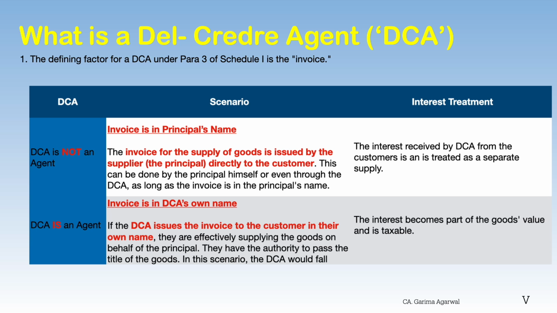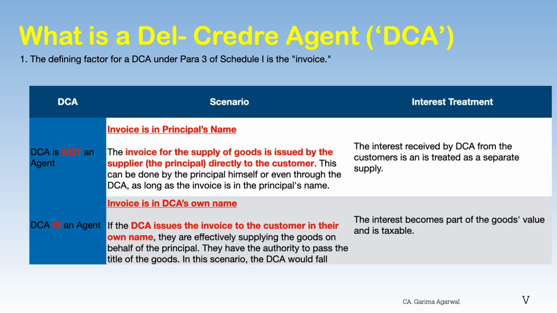Under scenario 1, where the DCA is not an agent, interest is a separate supply. The temporary loan provided by the DCA to the buyer is treated as a separate independent supply of service on a principal to principal basis. The interest charged is on this separate loan service. Therefore, the interest does not form part of the value of goods supplied by the principal to the DCA.